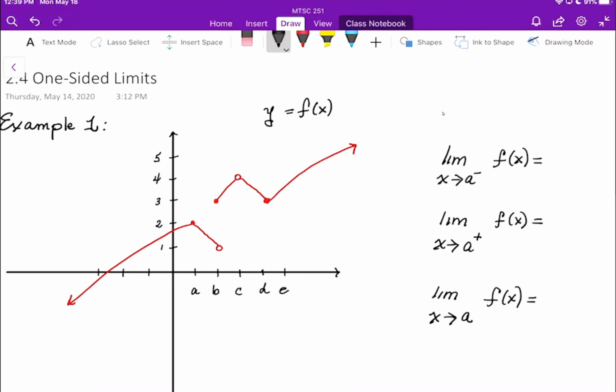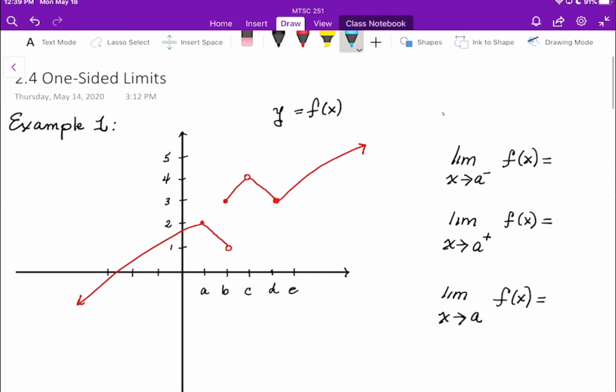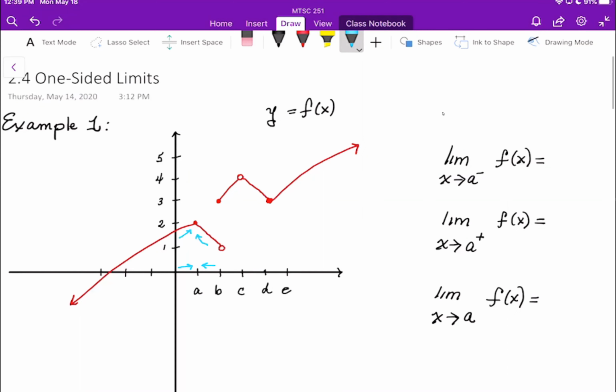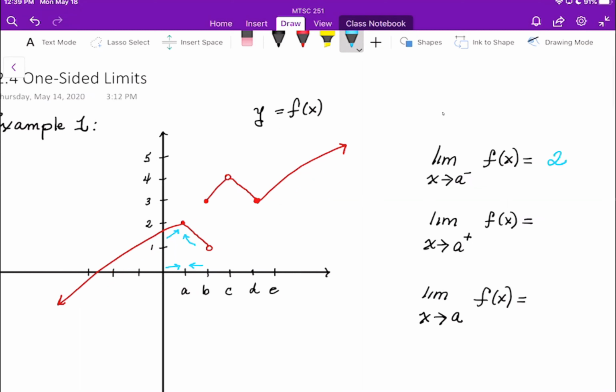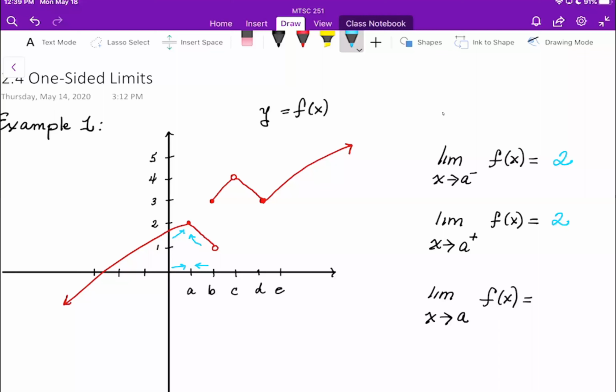The limit as x approaches a from the left: as x is approaching a, our function value is climbing up to 2. And as x approaches a from the right, our function value is also climbing up to 2. So we can say that the limit as x approaches a from the left is 2. The limit as x approaches a from the right is 2. And so therefore the full limit as x approaches a is equal to 2, because the limit from the right indeed equals the limit from the left.